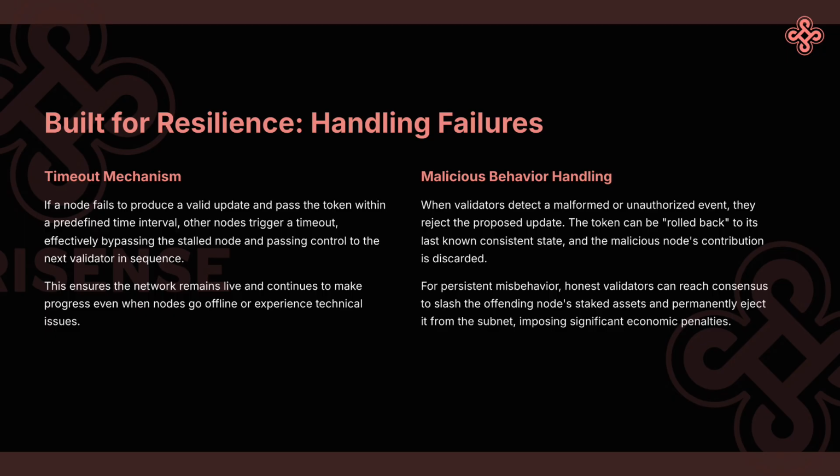In instances of malicious behavior, such as when a node proposes an invalid state transition, the protocol's defenses are equally resilient. As validators receive the token, they conduct their own verification processes. If a malformed or unauthorized event is detected, they will reject the proposed update. The token can then be rolled back to its last known consistent state, discarding the malicious node's contribution, and thereby preserving the integrity of the subnet's ledger.